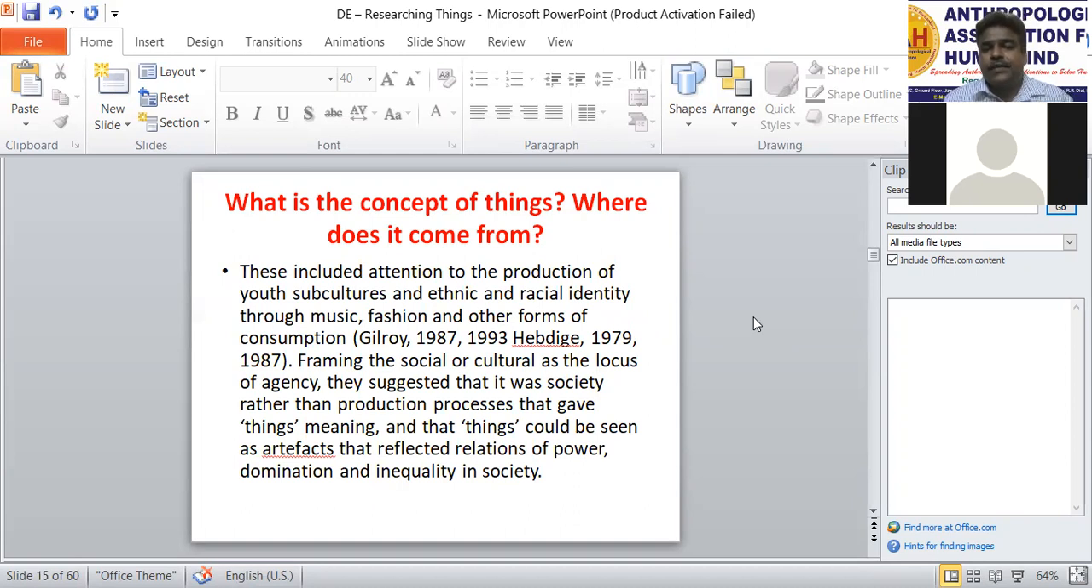And these included attention to the production of youth subcultures and ethnic and racial identity through music, fashion, and other forms of consumption. Framing the social or cultural as the locus of agency, they suggested that it was society rather than production processes that gave things meaning.